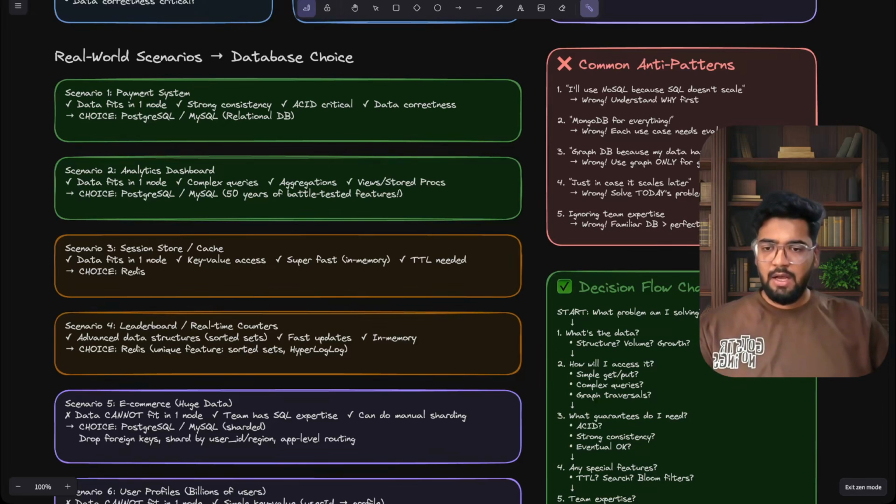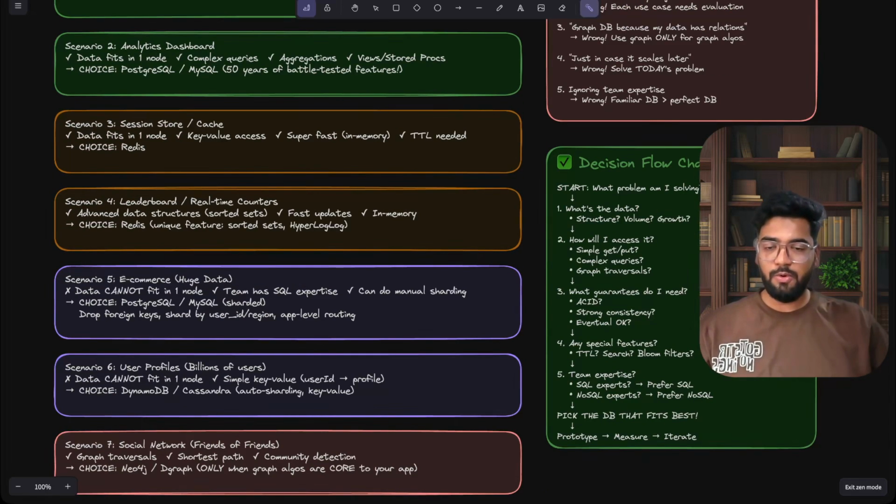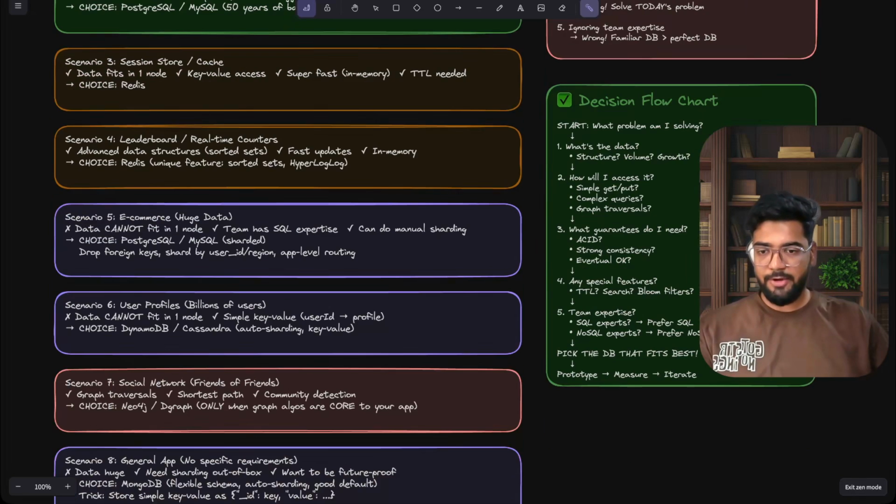And in this case, again, you can go with the SQL databases. Third, if you're talking about a session store or a cache, the best choice is going to be Redis because data is stored in memory. We'll have very low latency, we'll have key value access, and we can have a TTL associated with the data. That is how long the data is going to be stored in the memory.